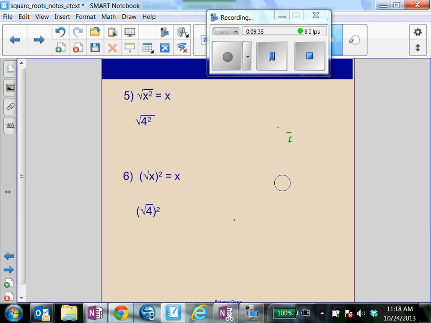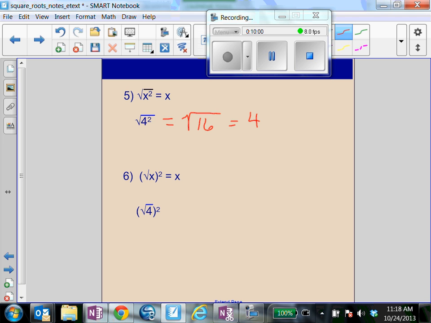So with number 5, what it's actually telling you there is to find the square root of x squared. So let's use some numbers to see how this works out. So by order of operations, the square root of 4 squared means that we would square that 4. By order of operations, we do what's under the square root first, and then we take the square root, so we get 4.